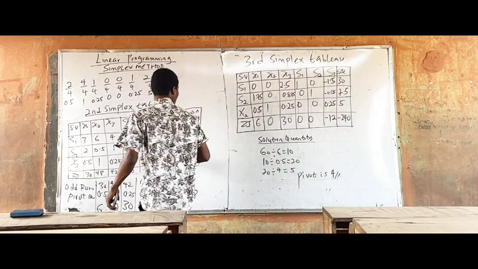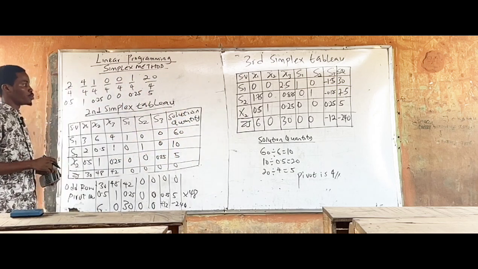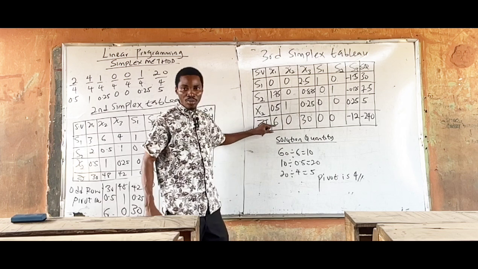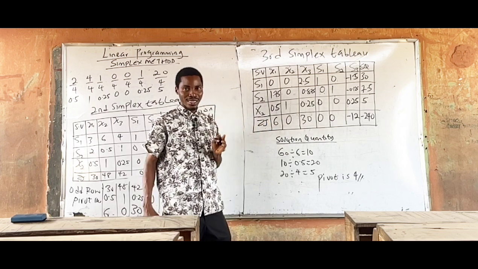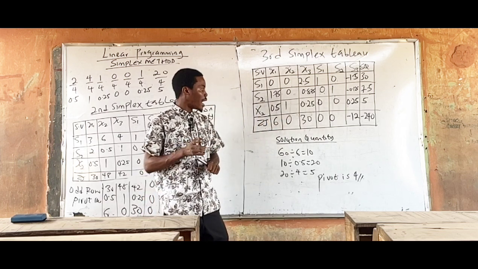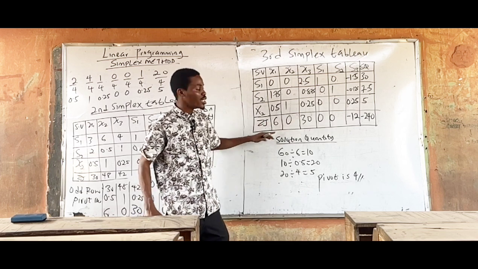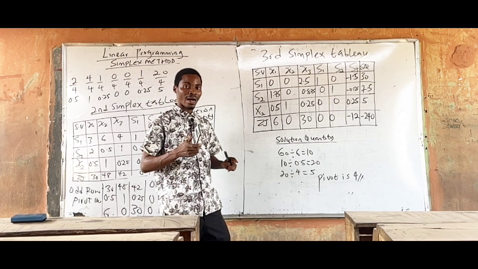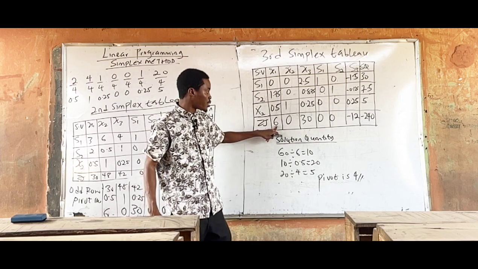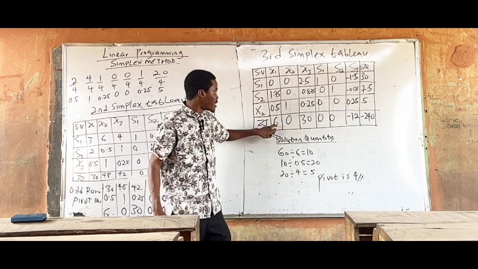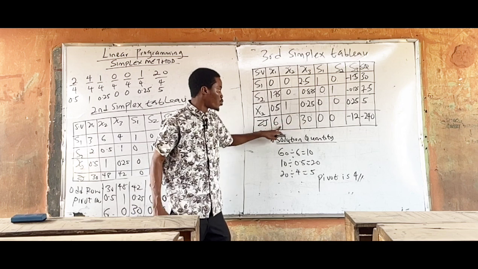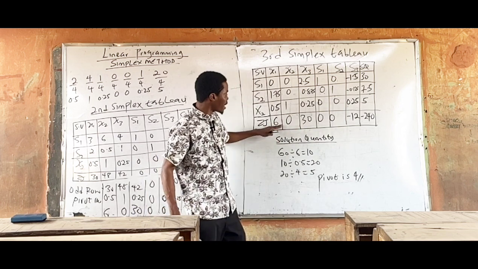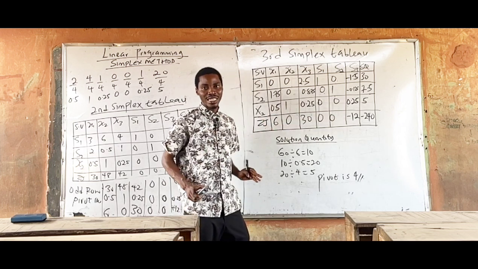Since I've gotten my third simplex table, my target is for the elements in the objective function to be 0 or negative. That's when the optimal solution is reached. If you look at the zj row, some elements are negative, some are 0. But this is 6, this is 30. It means these have not turned negative. They must turn negative.